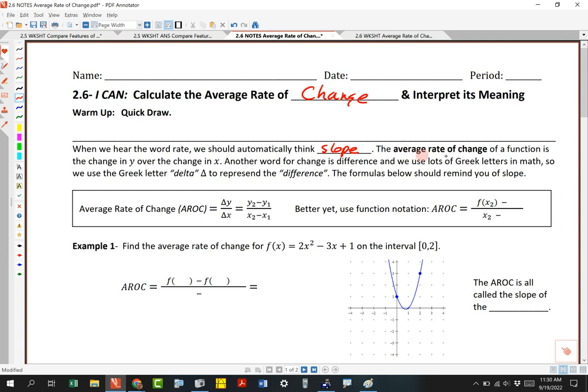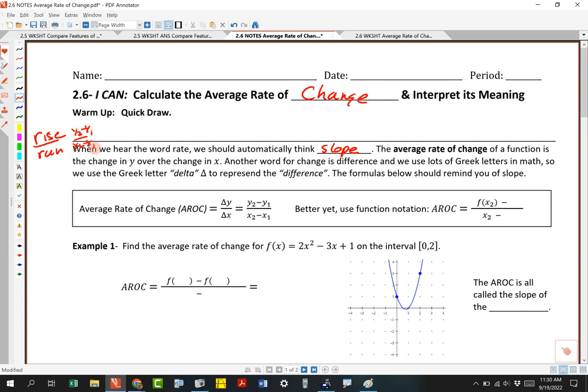Okay? So the average rate of change of a function is the change in y over the change in x. Because remember, when we're talking about slope, it's the rise over the run. It's the change in the y's over the change in the x's. So this is like that y2 minus y1 over x2 minus x1 stuff. And we're going to see that again in just a second.